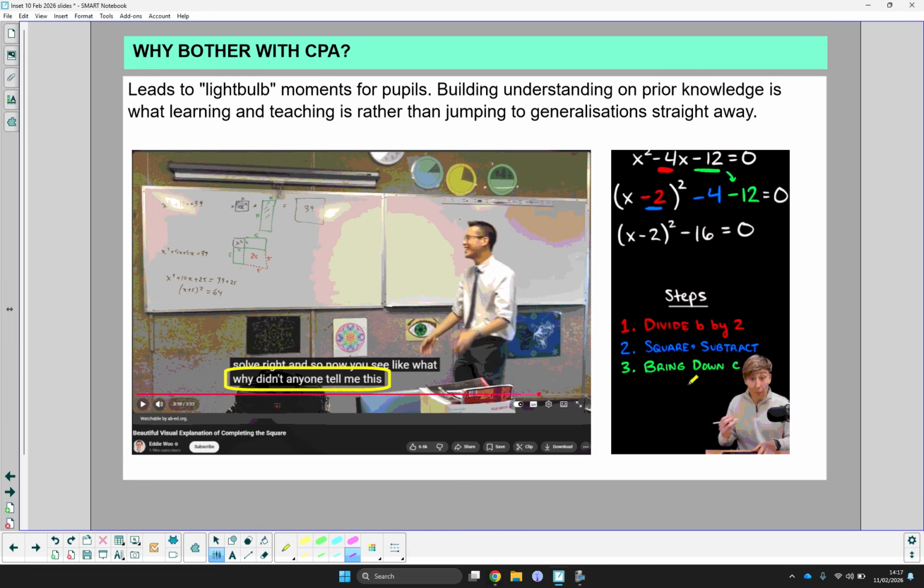It's also about giving pupils opportunity for light bulb moments. This idea of building on your prior knowledge is all about helping the pupils make connections themselves. And one thing I've been guilty of in the past is jumping to the generalizations straight away. I haven't spent enough time on the pictorial. The guy on the left-hand side there on YouTube is showing pupils to divide B by 2, square it, subtract and bring down C. And yes, that algorithm works, but there's absolutely no understanding of what's going on there.